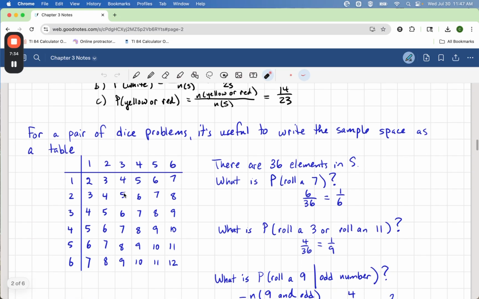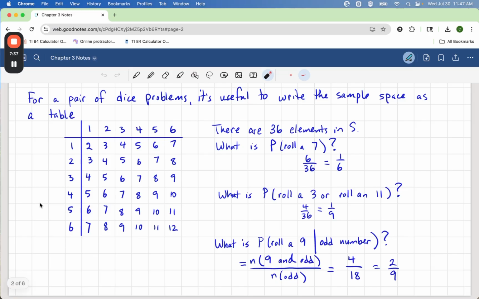For a pair of dice problems, it's useful to write the sample space as a table. So you got die 1, let's say, going down, 1, 2, 3, 4, 5, 6 going down, die 2 going across, and then the sums. If you look at it, the sum 1 plus 1 here is 2. You got 1 plus 2 is 3. Over here 5 plus 4 is 9. So that's what's going on there, okay? So there are 36 elements when you roll a pair of dice.